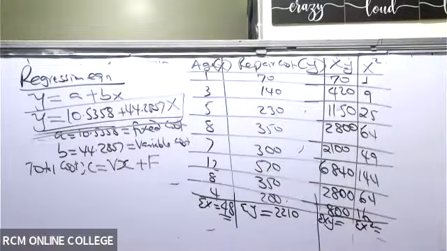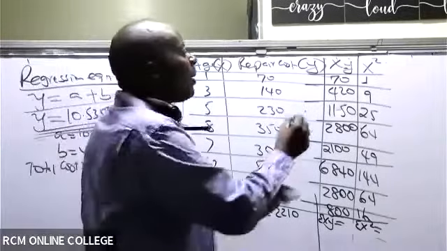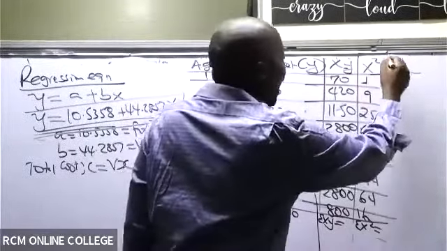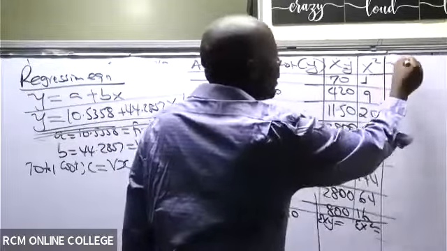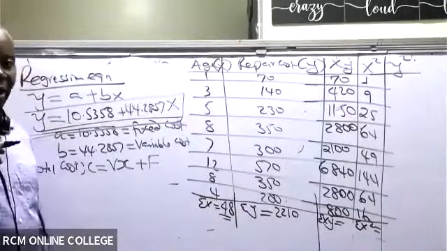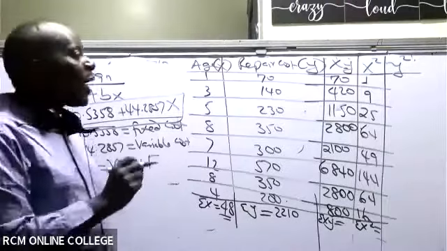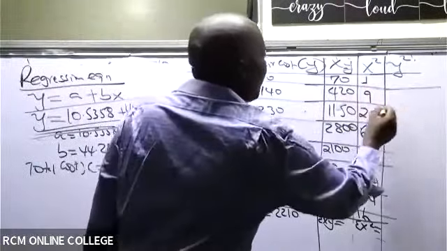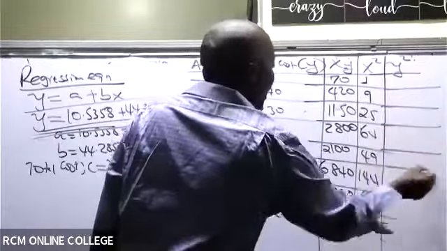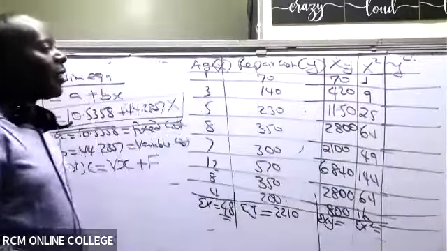And then look at Roman 4. They want us to give them the coefficient of determination. So for us to get the coefficient of determination, we need to create an extra column here, which we shall call y squared. I would want somebody to help me get these squares of y.